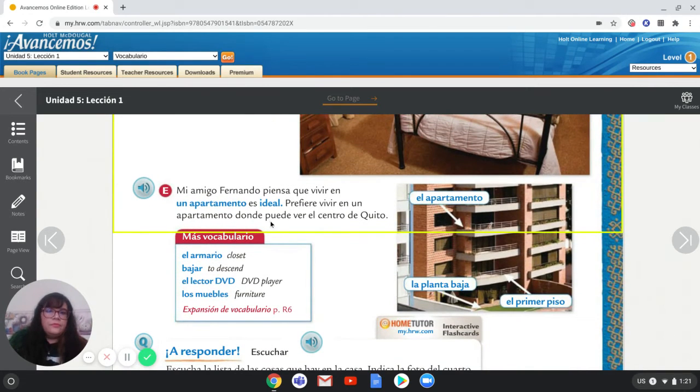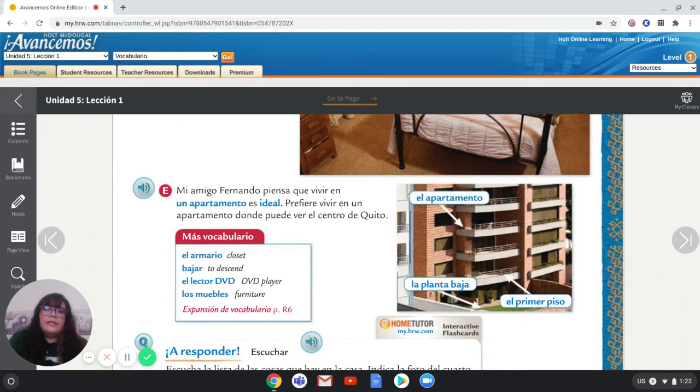Okay, so, última parte. I was talking about an amigo. Mi amigo Fernando piensa, to think, que vivir en un apartamento es ideal. So, his amigo Fernando thinks that vivir, living, or to live, in an apartment is ideal. So, a Fernando no le gusta casa, a Fernando le gusta apartamento. And there's an apartamento aquí, in that photo.